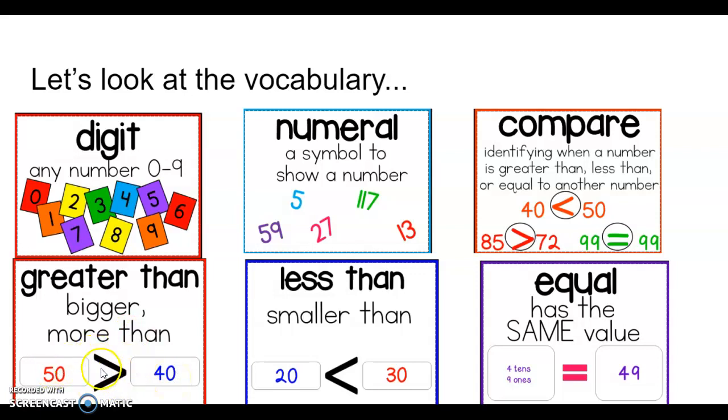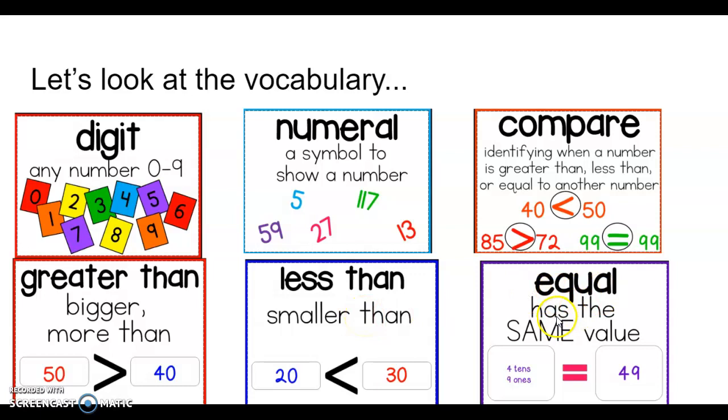Don't worry about the symbols for now. We're going to talk about that much later. But we need to know that greater than means bigger or more than. Less than means smaller than. It's less. So 20 is less or smaller than 30.